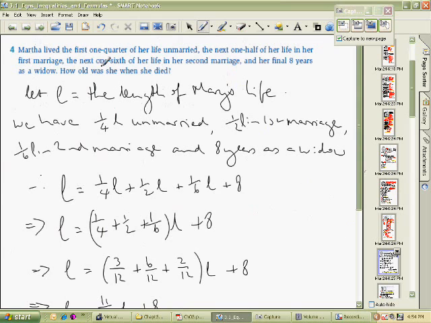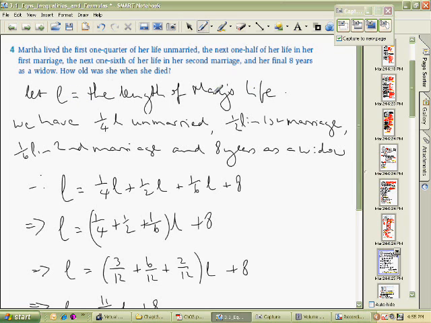Continuing on, this is where you're going to have to write down an equation. Look at this one here. It tells about a woman. She's lived a quarter of her life unmarried, a half of her life married in a first marriage, 1/6 of her life in a second marriage, and then 8 years as a widow by herself. How old was she when she died?